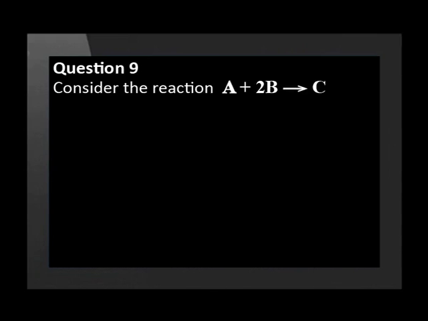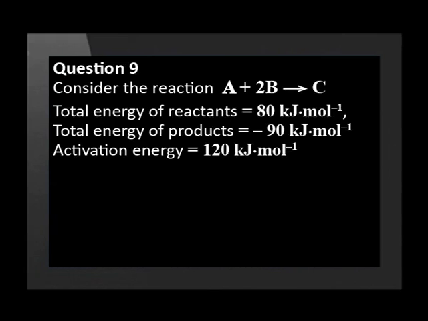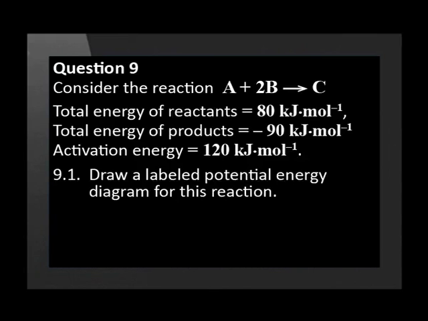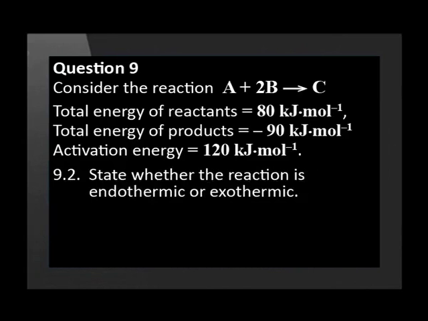In question 9, we look at a hypothetical reaction. Consider the reaction A plus 2B reacts to form C. In this reaction, the total energy of the reactants is 80 kilojoules per mole. The total energy of the products is negative 90 kilojoules per mole, and the activation energy for the forward reaction is 120 kilojoules per mole. Draw a labeled potential energy diagram for this reaction. Use the diagram to state whether the reaction is endothermic or exothermic.